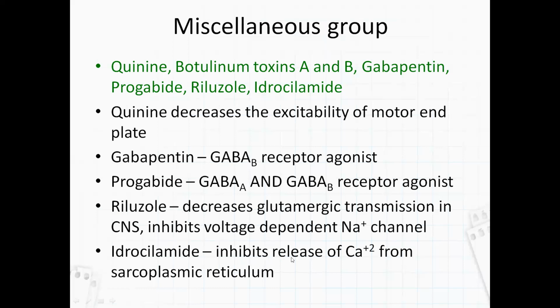It inhibits release of calcium from sarcoplasmic reticulum. This mechanism of action is different from riluzole. This is how it acts, and it can be used in amyotrophic lateral sclerosis. And now botulinum toxins A and B.